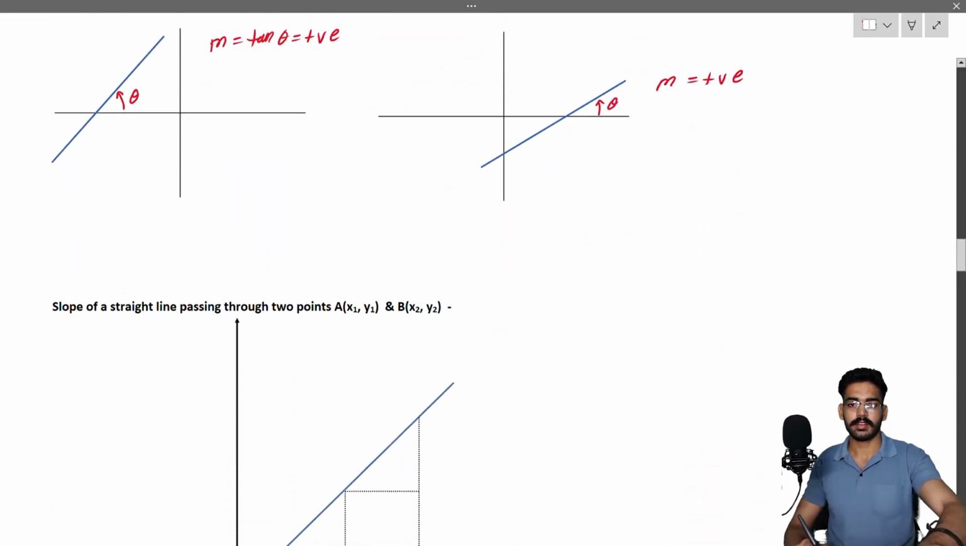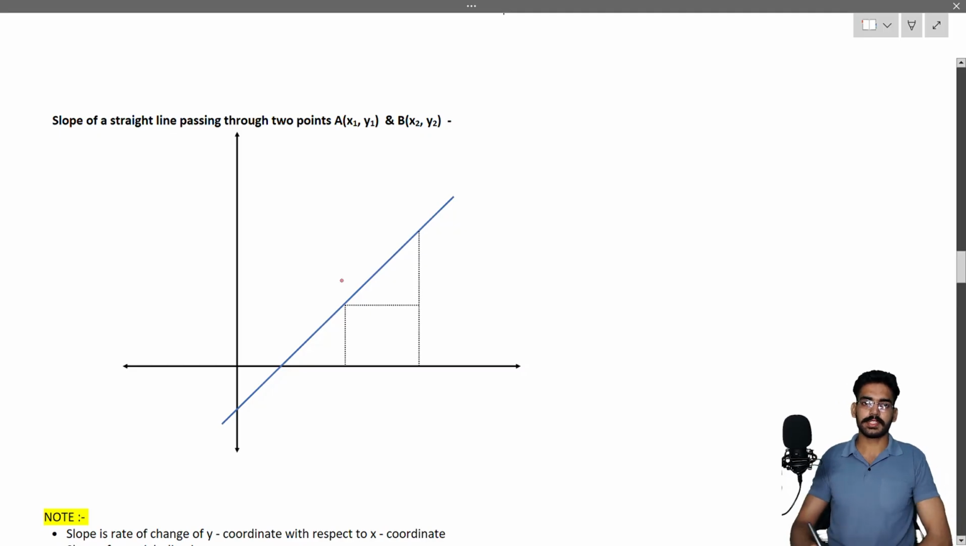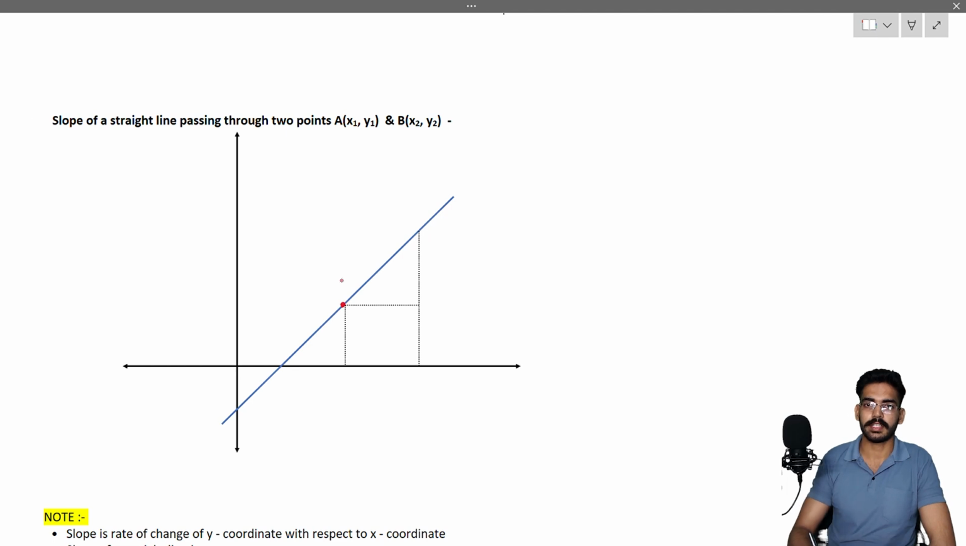Okay, now let's go to the next thing. The slope of a straight line passing through points A (x1, y1) and B (x2, y2). So I'm considering this point as A and this point as B, (x2, y2). Now you want to find out the slope of this line. Basically the slope of this line is this angle theta, right? So I can say this is also theta, and I want to find out tan theta. Okay, this is my goal.